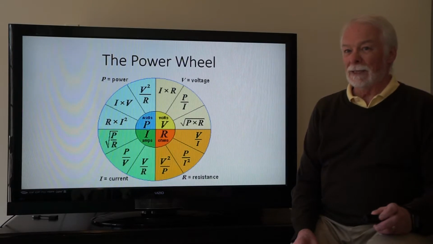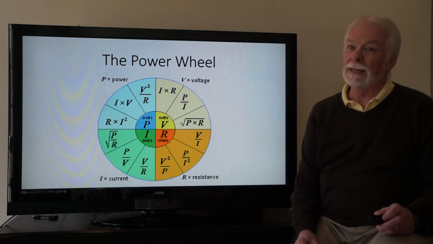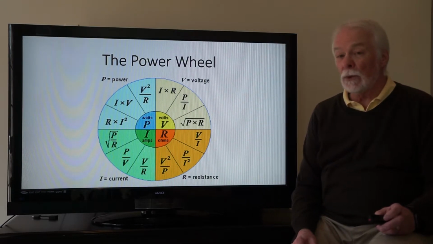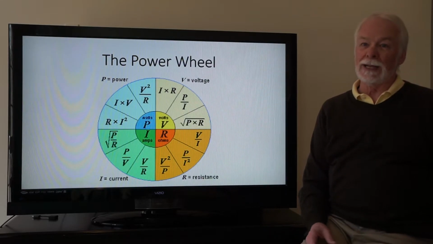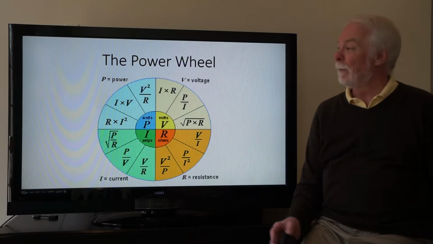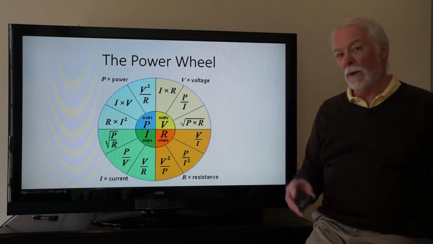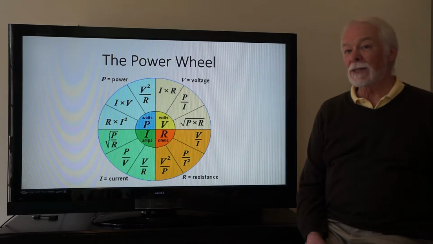Now, I'd be remiss at this point not to mention some other formulas, and I'll use the power wheel to demonstrate that. If it's new to you, I suggest you give it a look. I've found it pretty handy over the years. Basically, the power wheel takes Ohm's law and the power formula that we just derived, and it mixes them together in every combination to give you an easy reference to use.